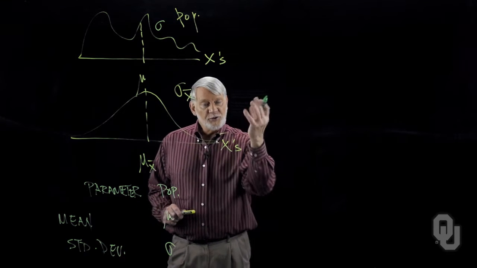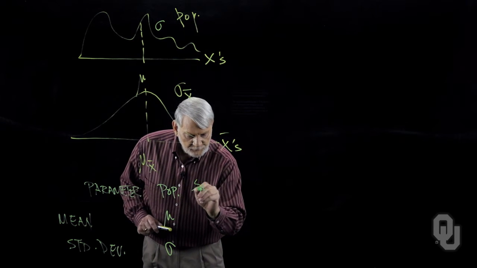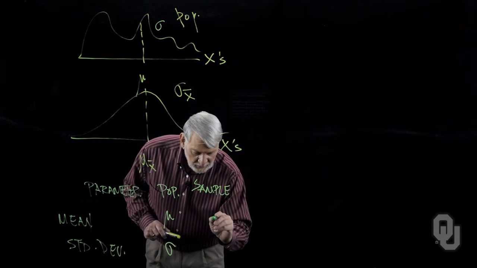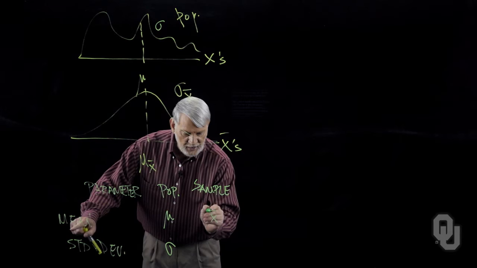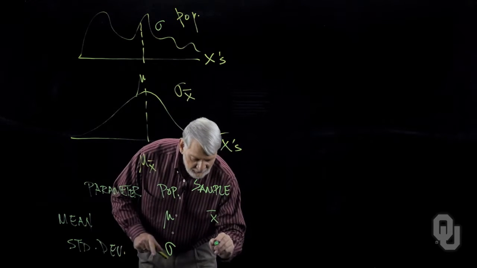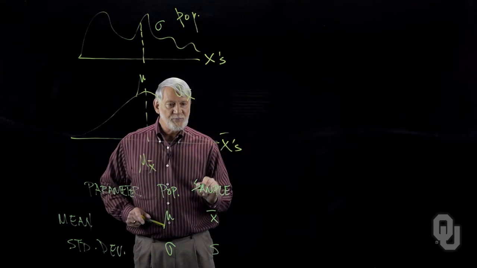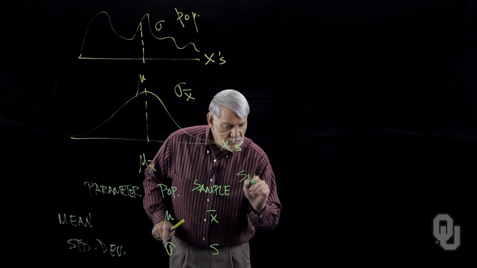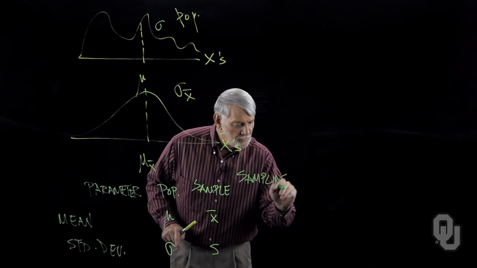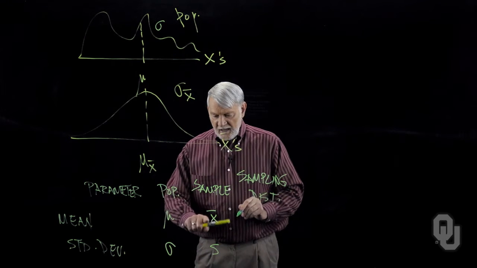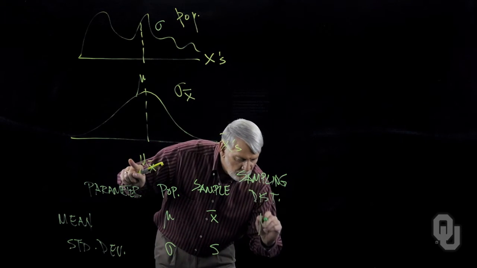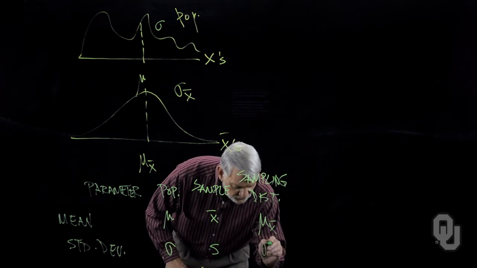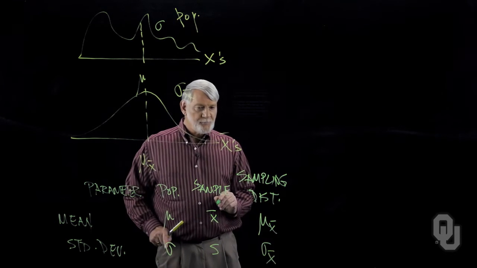Now, if we draw a single sample, that single sample will have a mean called x bar. It will also have a standard deviation called S. This distribution here, called the sampling distribution, has a mean, the mean of the means, if you will, and it has a standard deviation, sigma sub x bar.